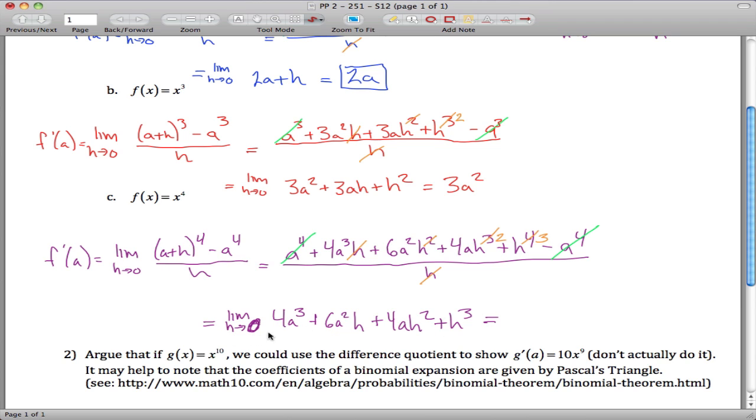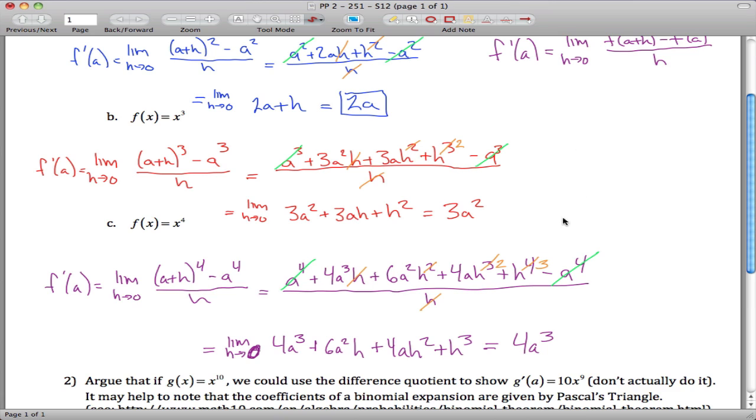And the key is, the reason I stated it like that, all these things have an h in it, is because when h approaches 0, all of these go away. So really all you're left with is the 4a cubed. So kind of the pattern I was hoping that you'd see if you do enough of these is that in each case the answer, 2a, 3a squared, and 4a cubed, you can kind of see where that comes from. Really, it's the second term in this big expansion without the h in it.